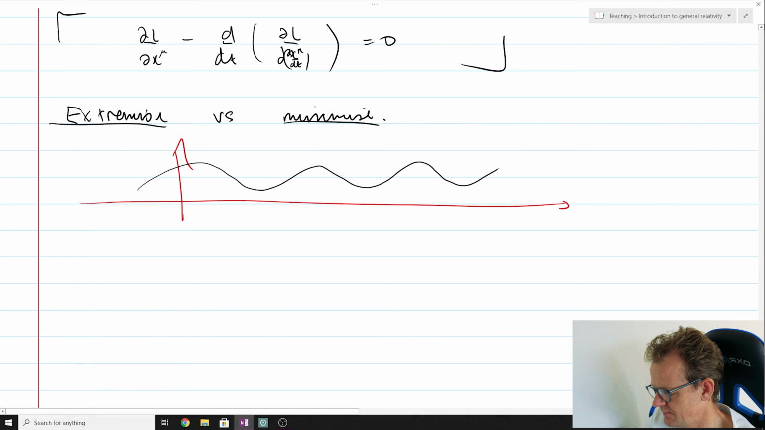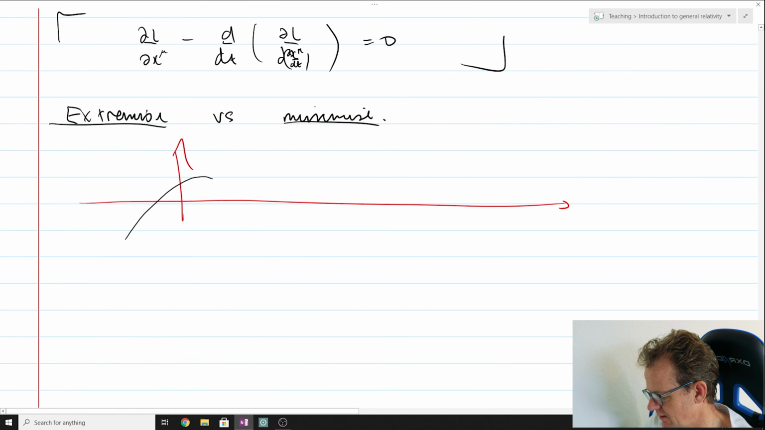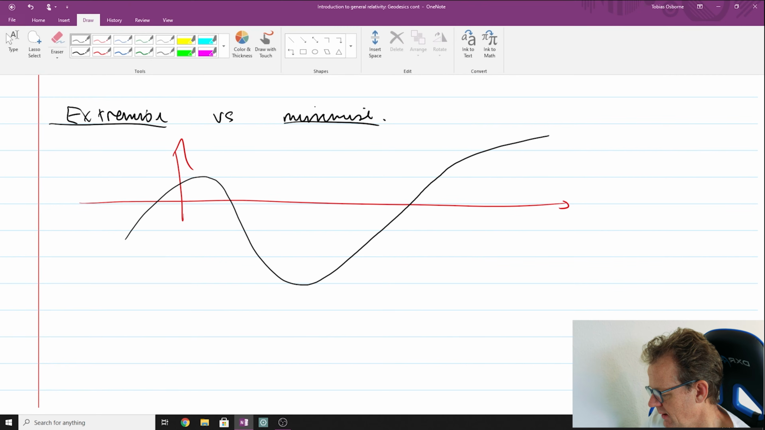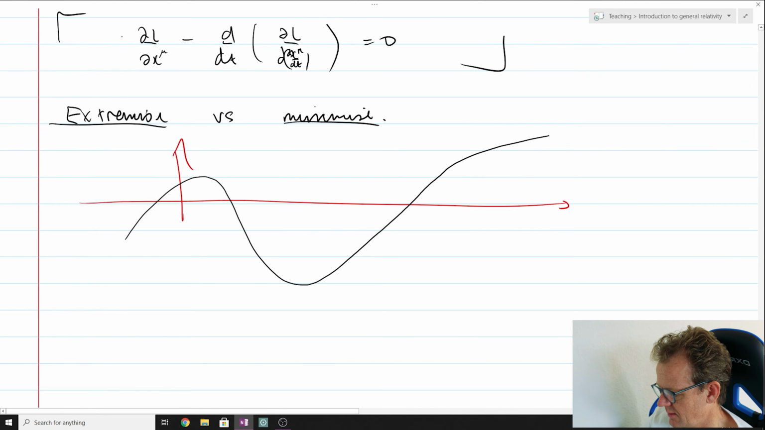Here's a function. As it goes up, it goes down, and then it has a turning point like that. Where are the extrema for this function? Well, the extrema are where the function doesn't change anymore, so this is where df equals 0. This is the graph of f versus, say, x or t. And here's another extremum down here, df is 0, and here's an extremum here.